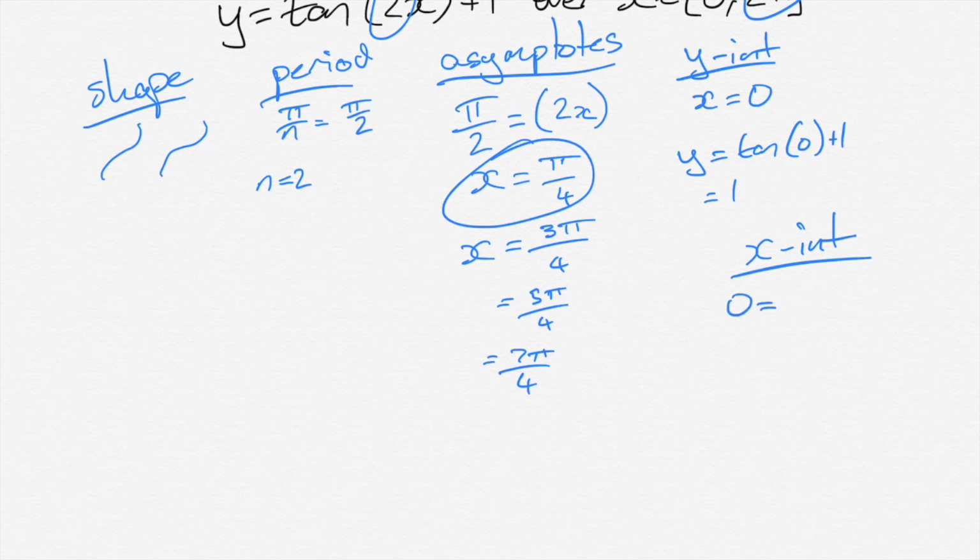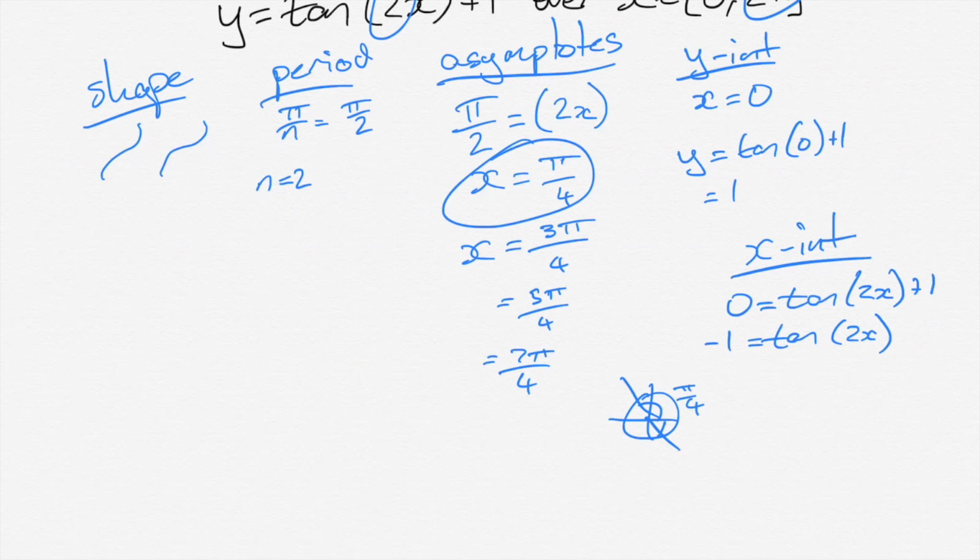Let's set the y value to be equal to 0. That gives me tan of 2x plus 1. Subtract 1 from each side. Negative 1 is equal to tan of 2x. Solving whereabouts is tan equal to negative 1. We know that tan is equal to negative 1 there and there, where my base angle is pi on 4. So that's 3 pi on 4, or that could be negative pi on 4, which is outside my domain, or it could be 7 pi on 4.